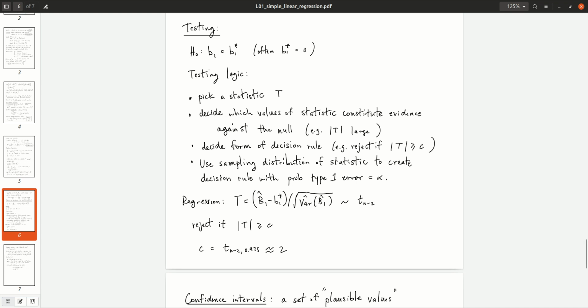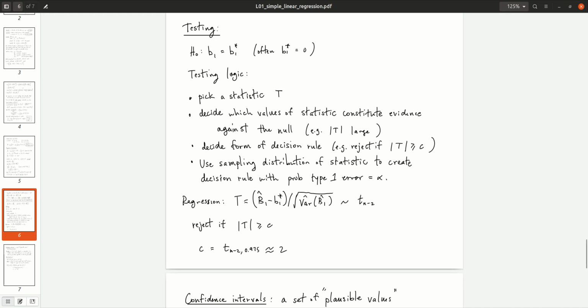Our form of the decision rule is to reject if this thing is bigger than some cutoff. And it turns out the cutoff I should pick, so that the probability of rejecting when the null hypothesis is true is this number here, is the t cutoff, n minus 2 degrees of freedom, with probability 0.975. And this number is about 2. So this is all review for you. You've seen how hypothesis testing works. But to put this in the context of regression, here it is.